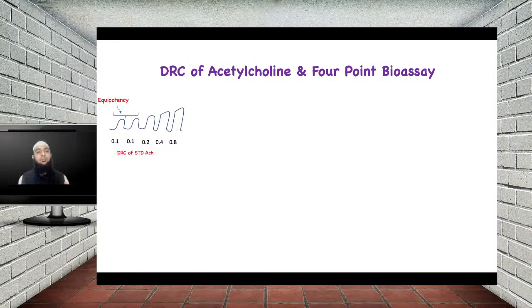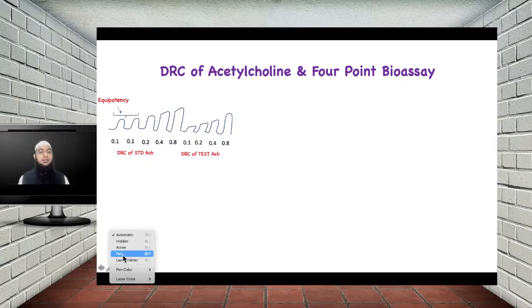Now second step, we have to repeat the DRC of the test. So now from here we are going to start the DRC of the test. Obviously we have to start from 0.1 ml. So the 0.1 ml dose we have given. Then we are going to give the dose of 0.2 ml of the test, then 0.4 ml of the test we have given and it gives some response, and then we have added the 4th dose, that is 0.8 ml of the test. So now once this is over, you have taken the responses till 0.8 ml of the test. Now this graph that you got is called the DRC of the test acetylcholine solution.